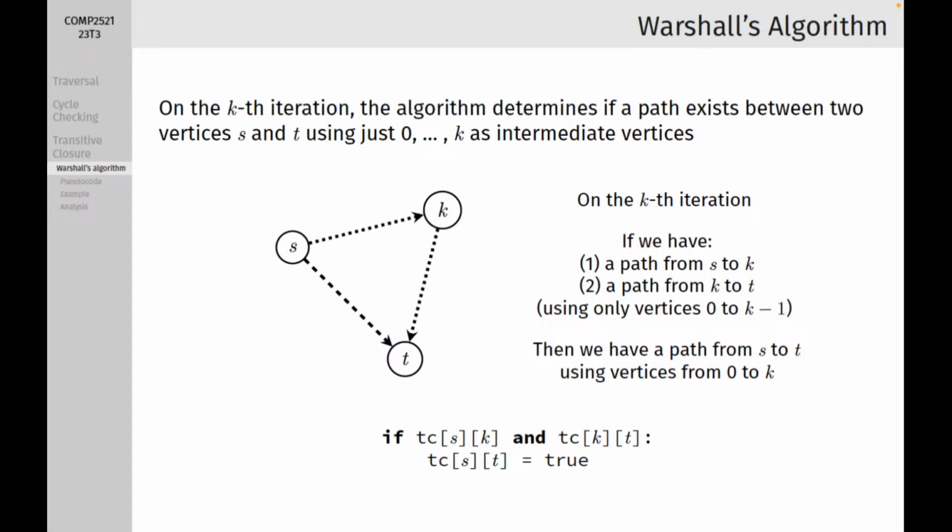All right, so the corresponding code for that is here. If there is a path from S to K, so TC[S][K], and there is a path from K to T, so TC[K][T], then that means there is a path from S to T. So we set TC[S][T] to true.